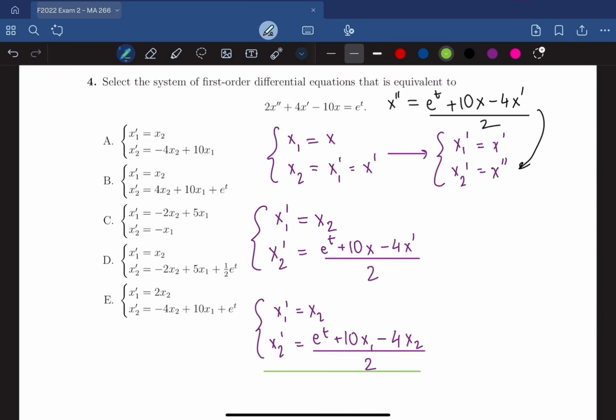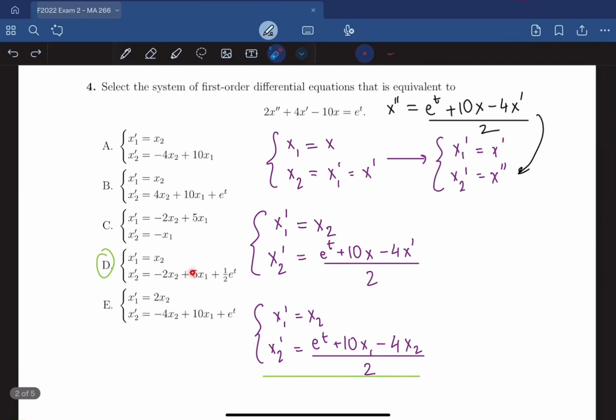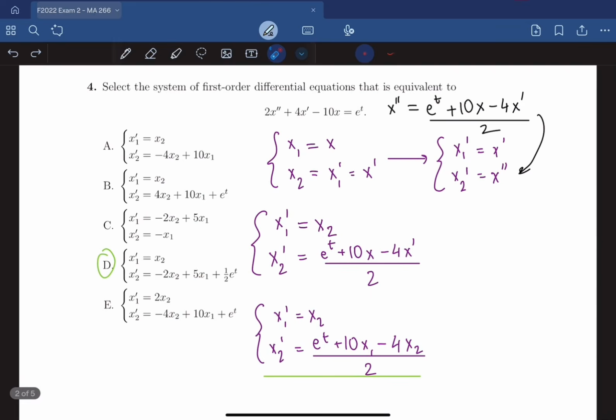Let's see if it's anywhere in the... Oh, whoops, it's right there. It's just simplified, so e to the t over 2 is just 1/2 e to the t. 10x over 2 is just 5x. 10x1 over 2 is 5x1, and negative 4x2 over 2 is negative 2x2. So yeah, it's that one.